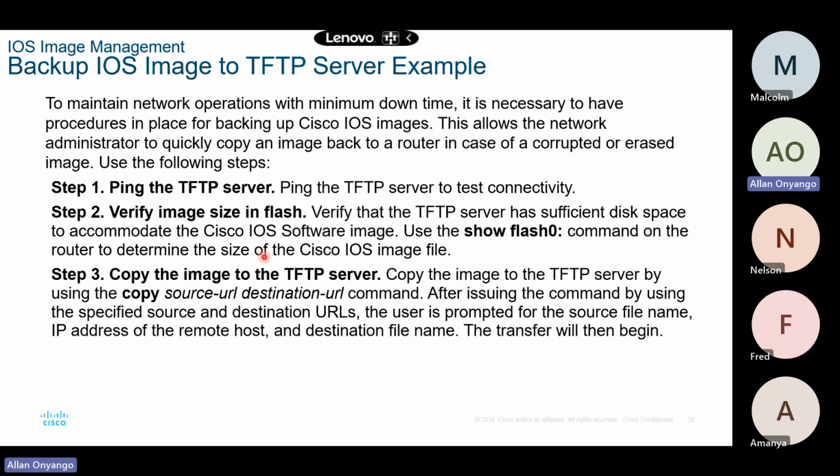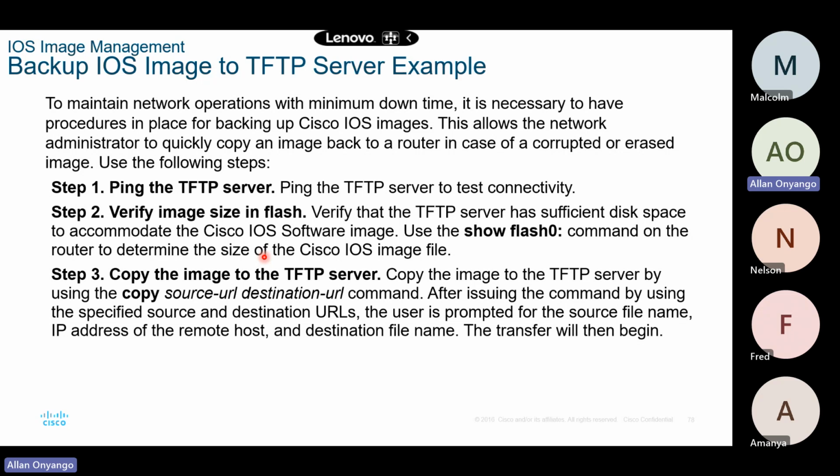So the first thing you need to do is test if the device you're going to use as your TFTP server is actually reachable, by pinging it. Once you ping it, you need to verify the size of the image in flash. Verify that the TFTP server has sufficient disk space to accommodate the image files. A very good example is the show flash0 command on your router to check the size. And we are doing this assuming that you'll be saving it within your router.